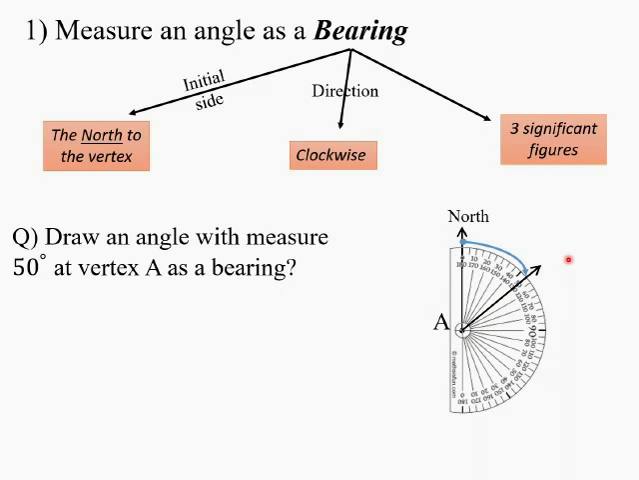Okay, finally, we must write the measure of the angle in three significant figures, as I told you, 050. We can't write it as 50 degrees only without the leading zero. We must write it as 050 degrees. So this is the north, first condition, clockwise direction, second condition, three significant figures, the third condition.